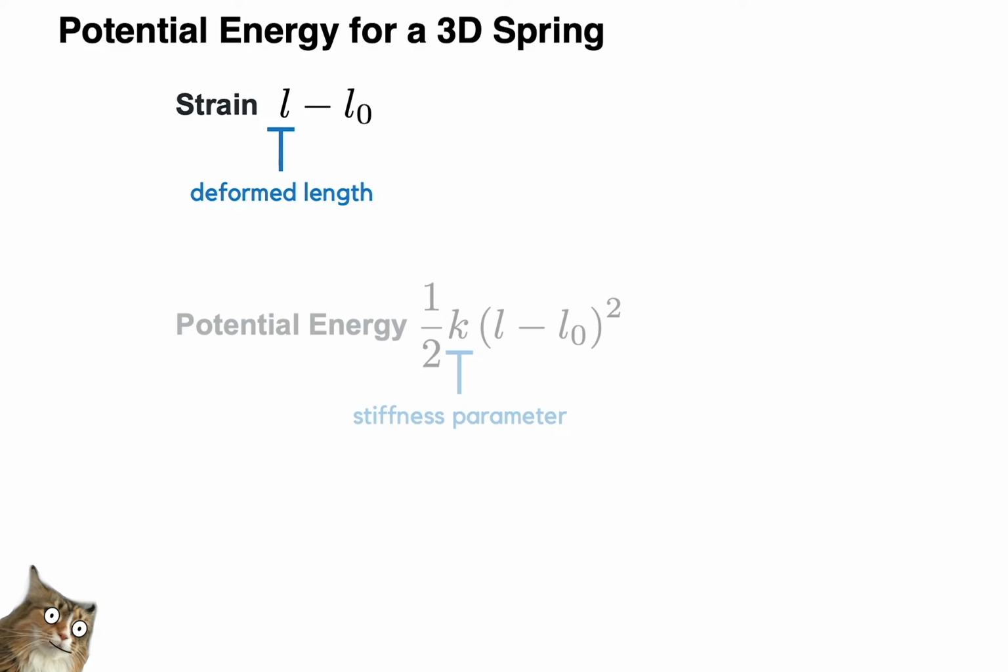That can be easily fixed by setting the potential energy to be the squared strain. And we're going to introduce the stiffness parameter K, which, just like in the 1D case, allows us to control how readily the spring responds to external forces. Now we have the final piece of the puzzle. L equals L0 is now clearly the global minimum of this function.